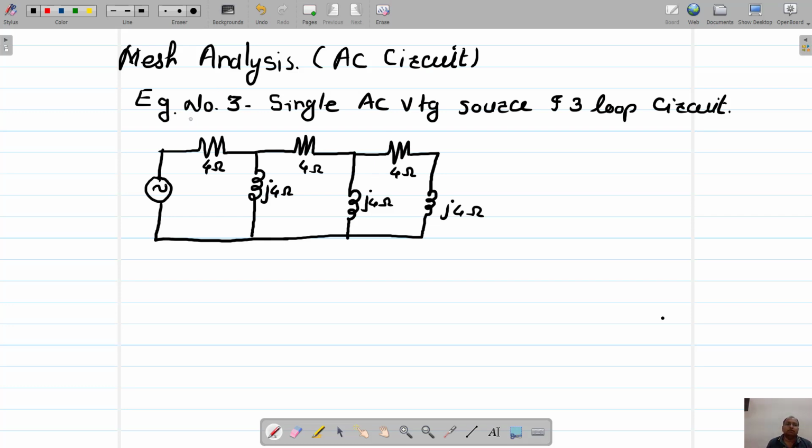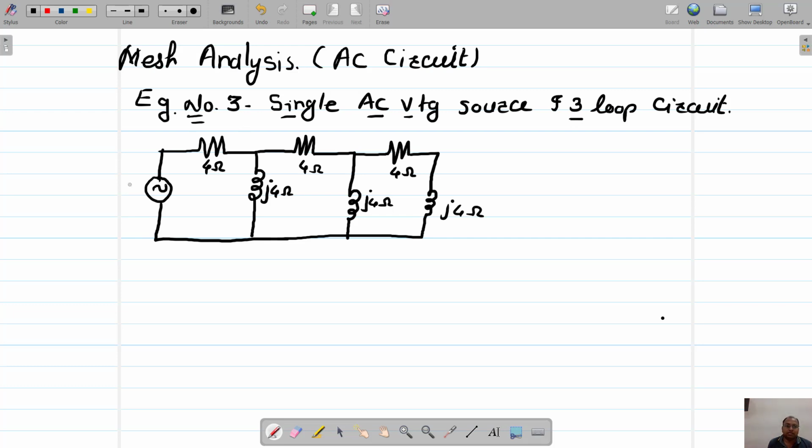So in this lecture also we are going to talk about mesh analysis of AC circuits. Mesh analysis for AC circuit. Already we have talked about two different examples, right? Now we are going to talk about the third example in which we have a single AC voltage source, and it consists of three loops.